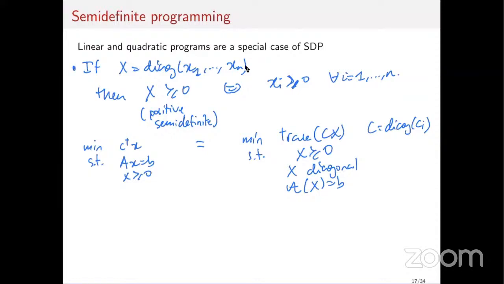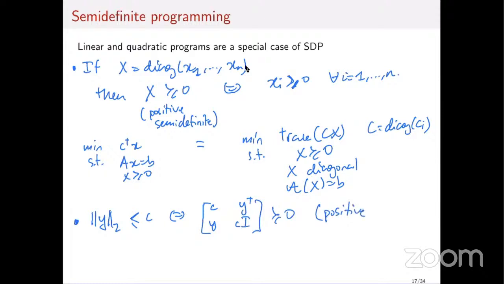So now this is for linear programming. For quadratic programming, it's not so obvious. What you have to do is use a certain result about positive semi-definite matrices. For example, you can show that if you have a constraint like the L2 norm of Y is less than C, you can rewrite this as a certain matrix being positive semi-definite. This is equivalent to the following block matrix: C here, Y transpose, Y, and C times identity, is positive semi-definite. This equivalence is a result used very often in semi-definite programming. It's called the Schur complement lemma.